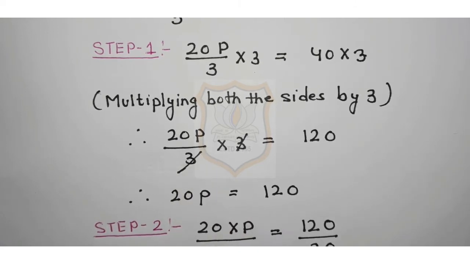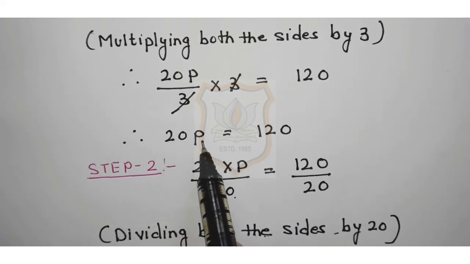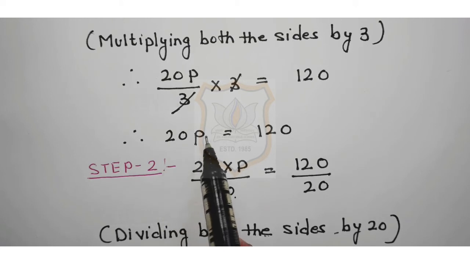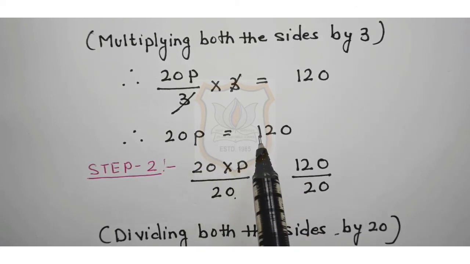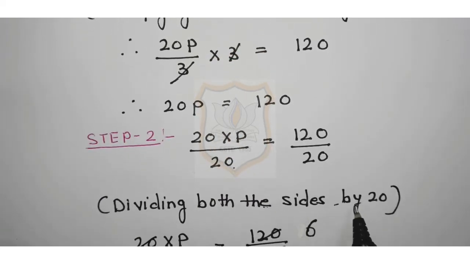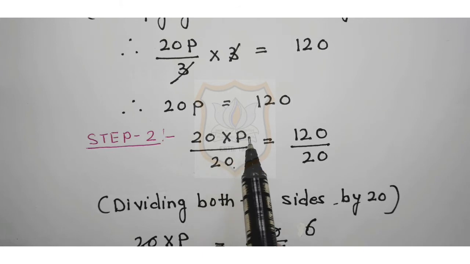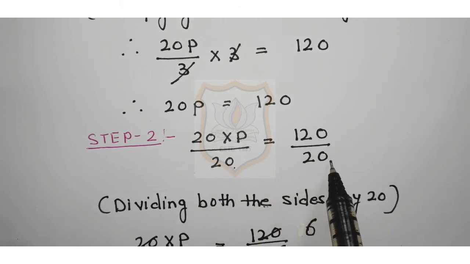Now step 2 is we have to separate this 20 from p. To separate this 20 from p, we will divide both sides of the equation by 20. So dividing both the sides by 20, 20 into p is divided by 20 and 120 is also divided by 20.